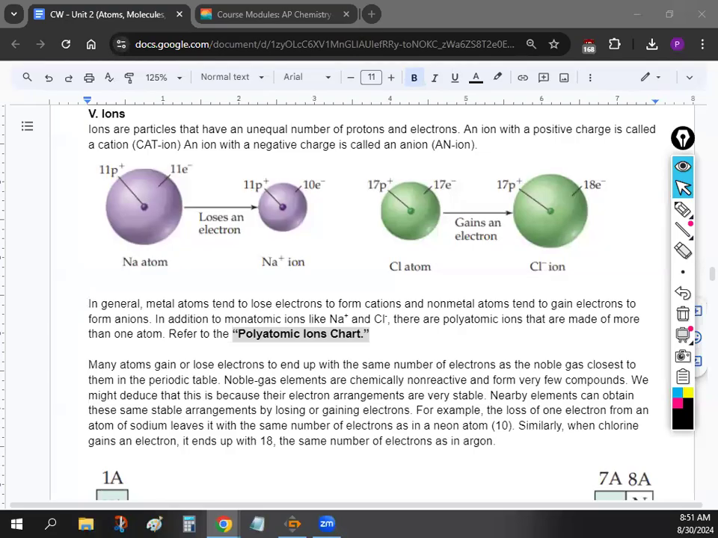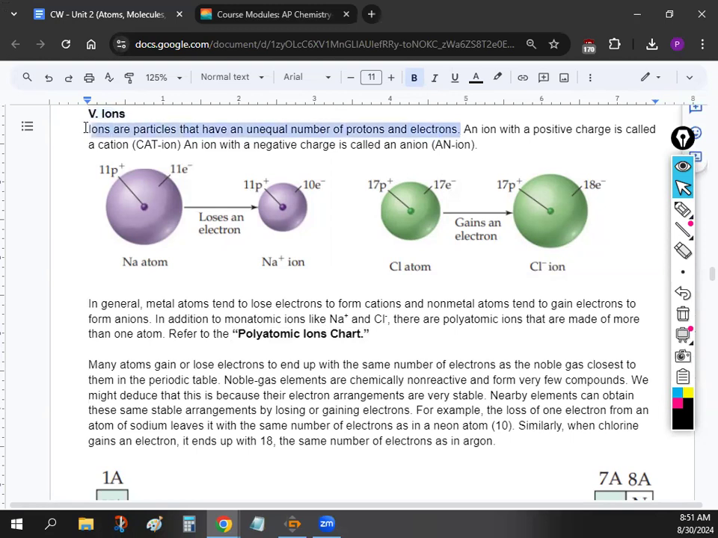Okay, so we talked about isotopes last class, and that's protons and neutrons, right? Today we're going to be talking about ions, and ions are atoms that have an unequal number of protons and electrons. Okay, so the number of protons and electrons are going to be different.